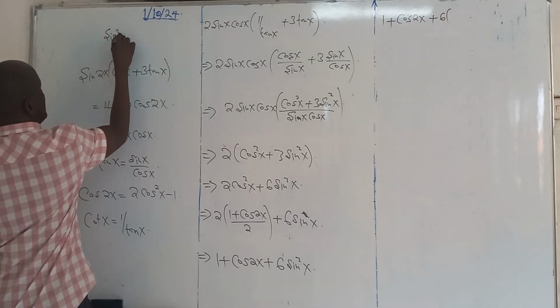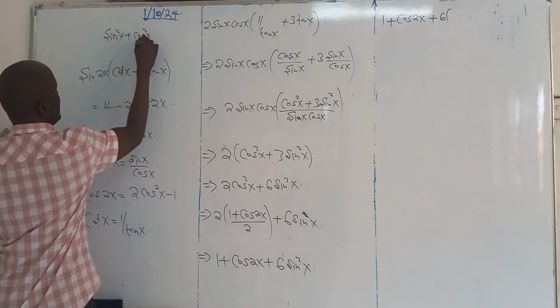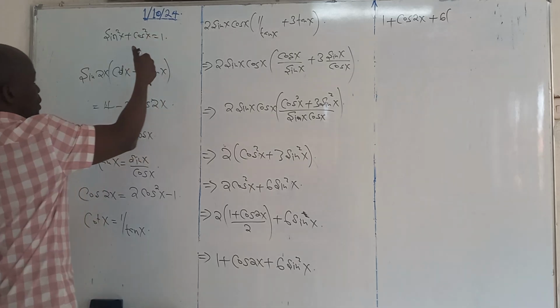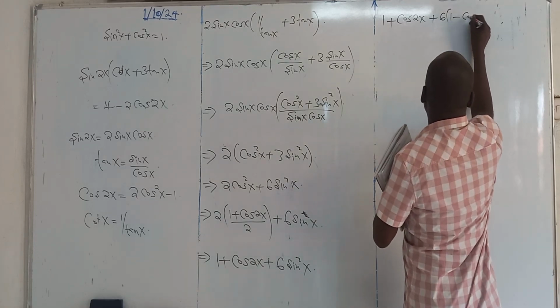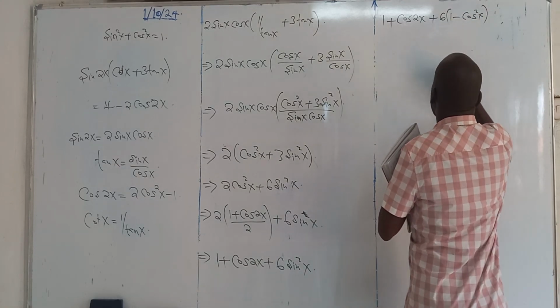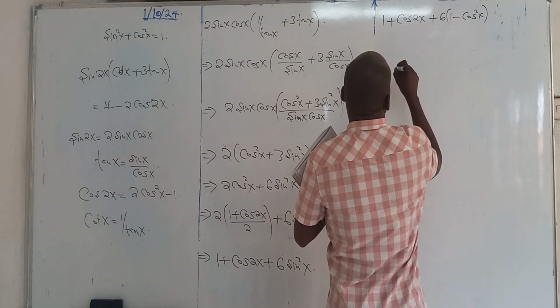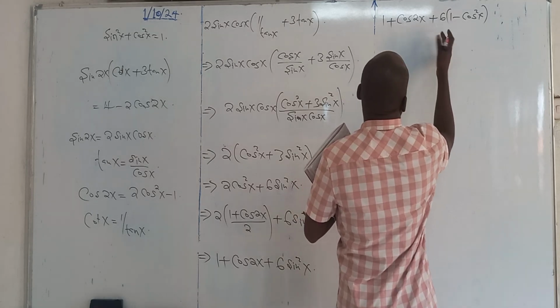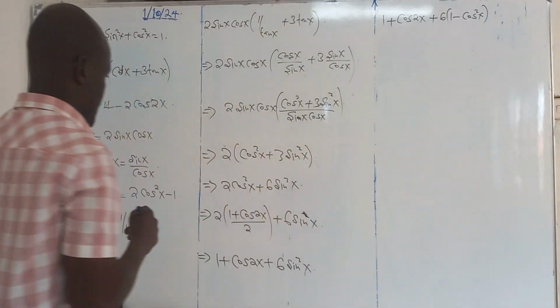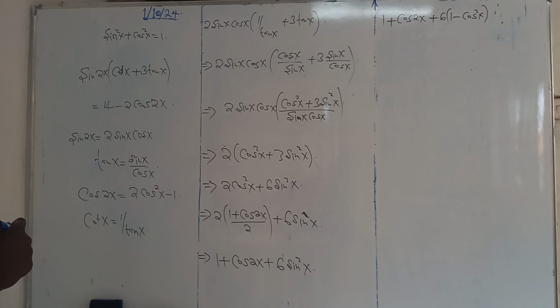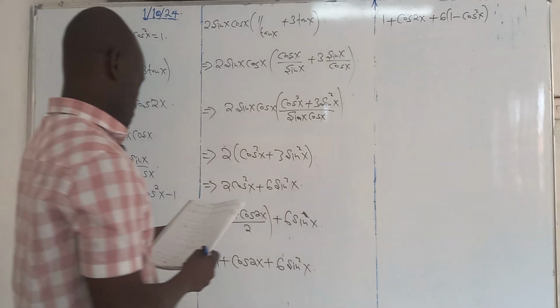sin squared x plus cos squared x is equal to 1. That would then imply that sin squared x is 1 minus cos squared x.